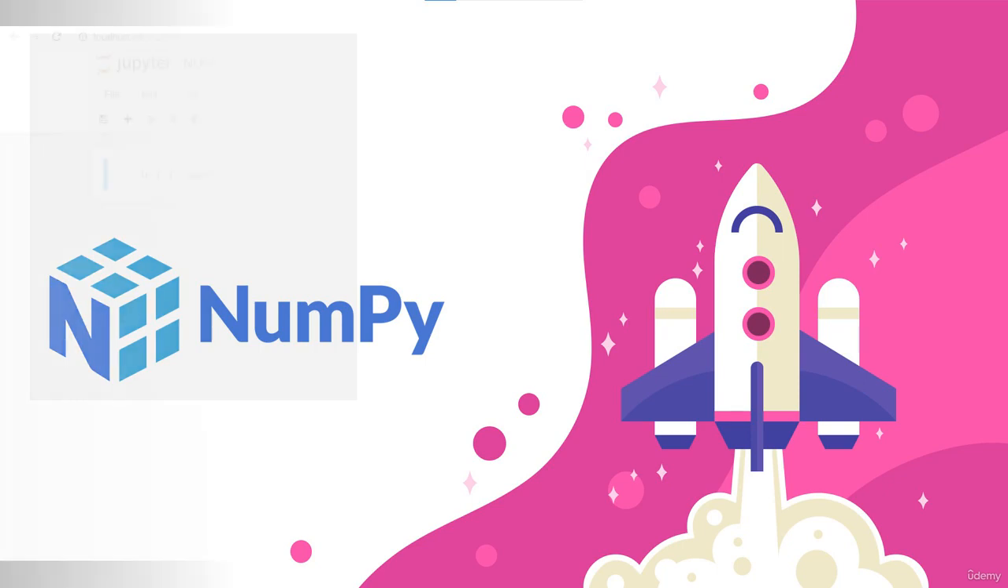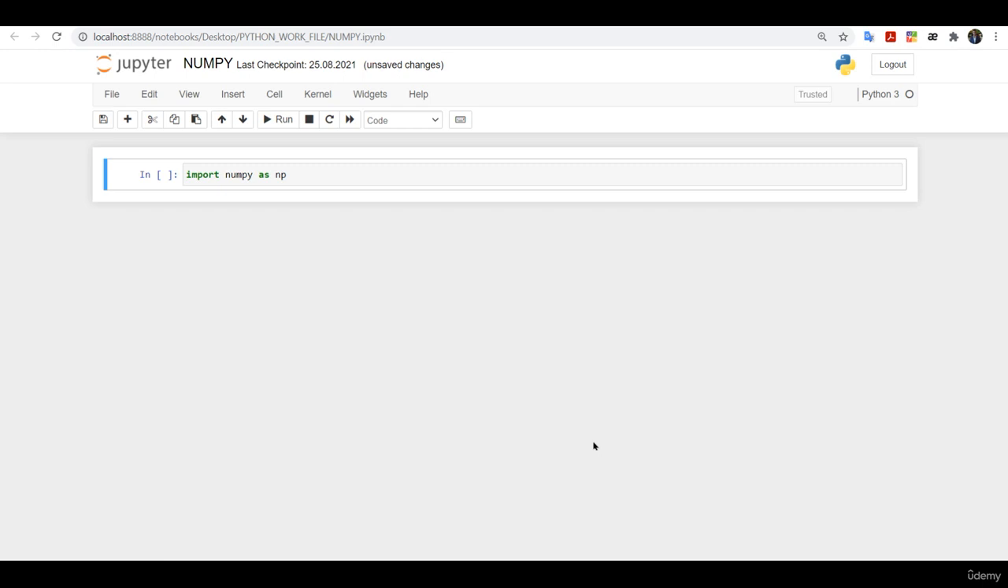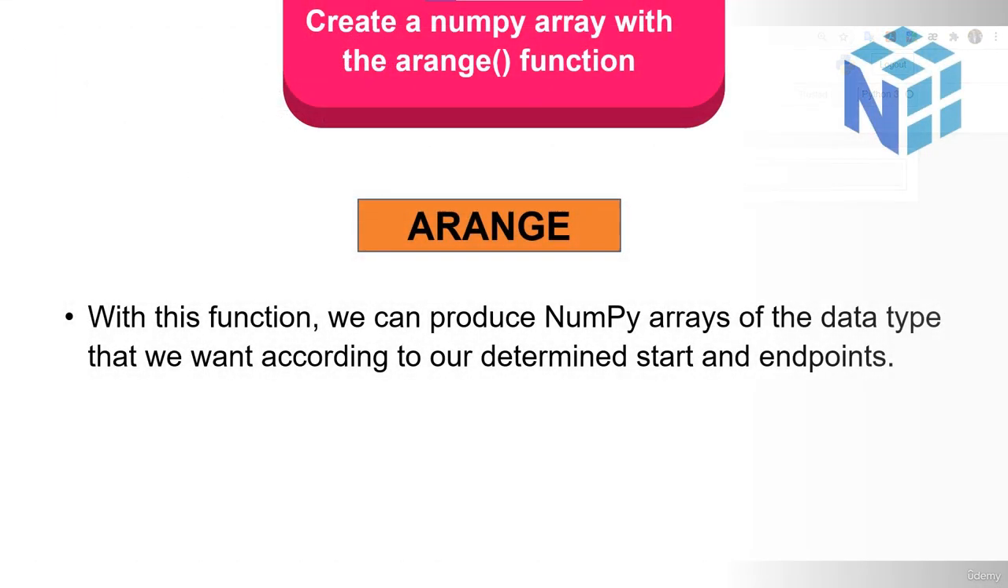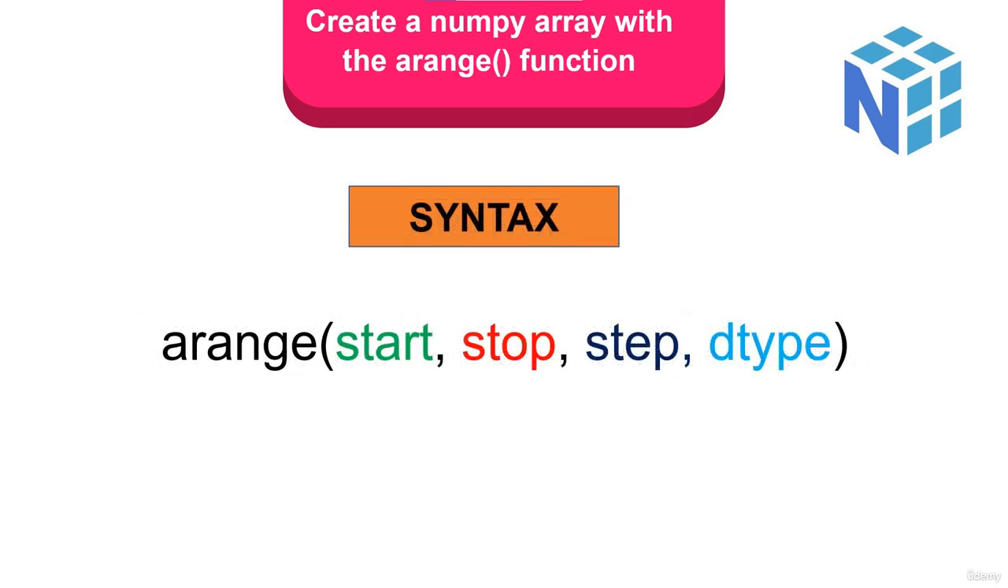Welcome back. So right now, I want to show you how to examine our function. We're going to get into this a little bit more. Arange, right? So we're going to use this to create another array. But what does this function actually do? Well, with this function, we can produce NumPy arrays of the data type that we want according to our determined start and end points. So the syntax looks like this.